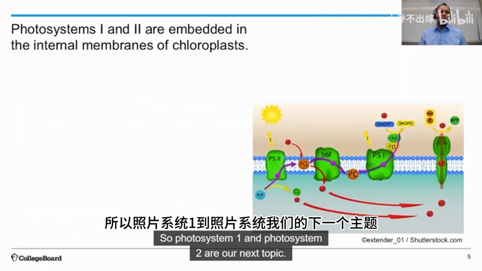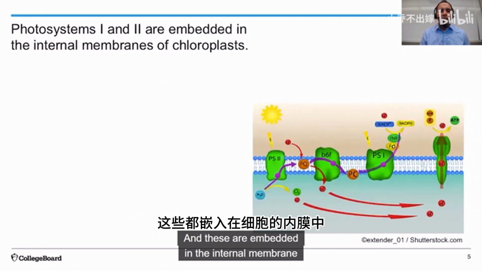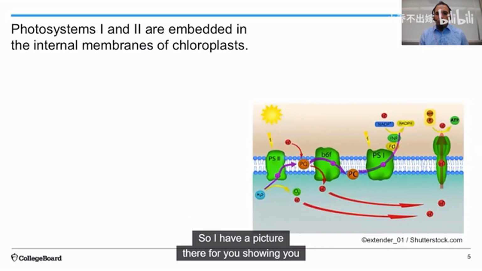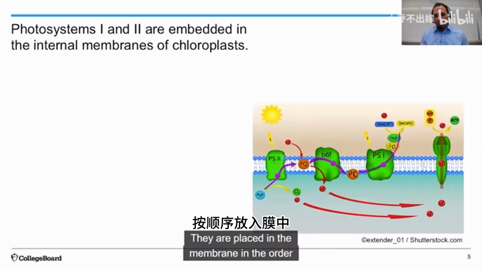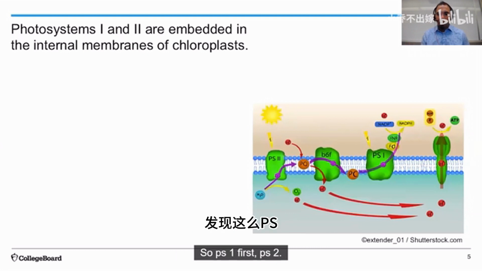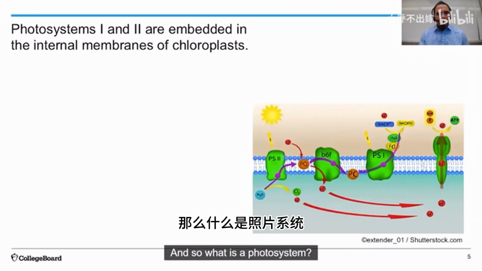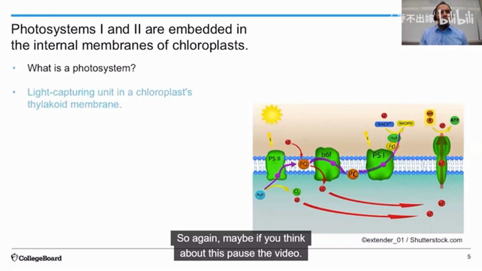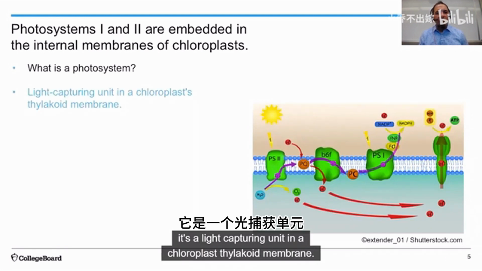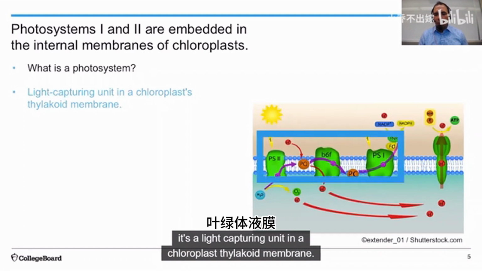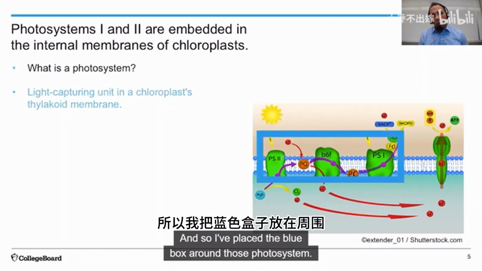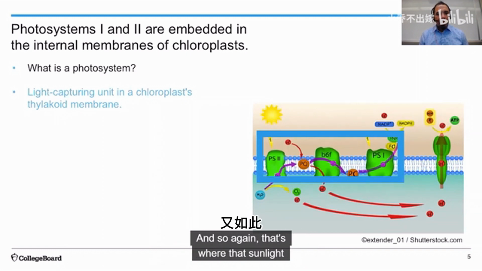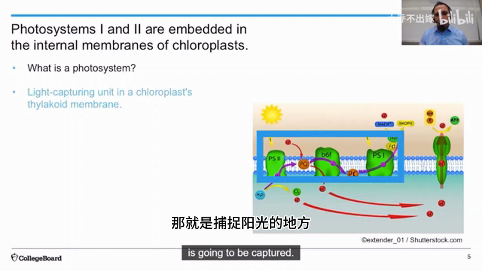Photosystem 1 and photosystem 2 are our next topic, and these are embedded in the internal membrane of the chloroplast. I have a picture there for you showing you PS2 to PS1. Again, they are placed in the membrane in the order that they were discovered. So PS1 first, then PS2. And what is a photosystem? Maybe think about this, pause the video. Essentially, a photosystem is a light capturing unit in a chloroplast thylakoid membrane. I've placed a blue box around those photosystems, so you see photosystem 2 to photosystem 1. Again, that's where that sunlight is going to be captured.